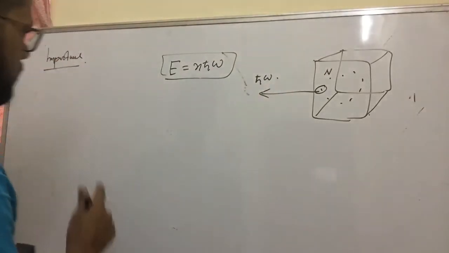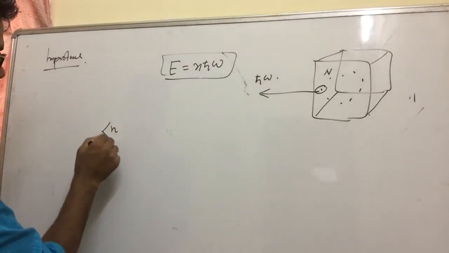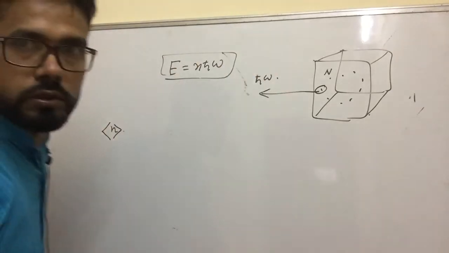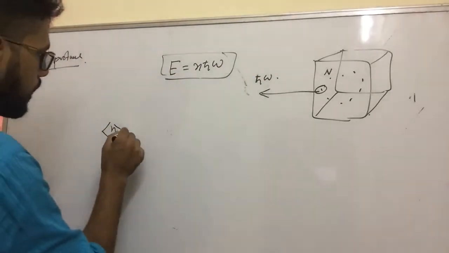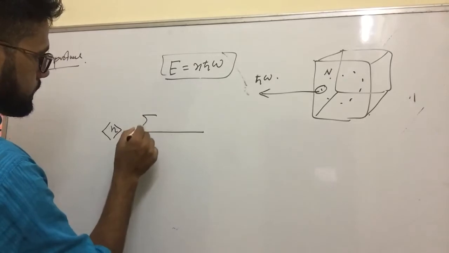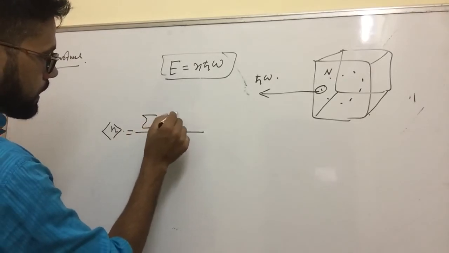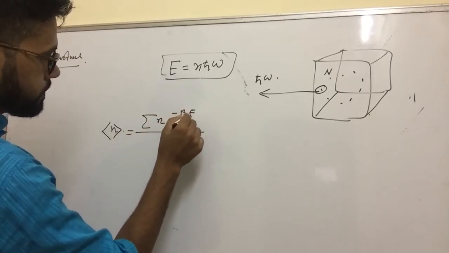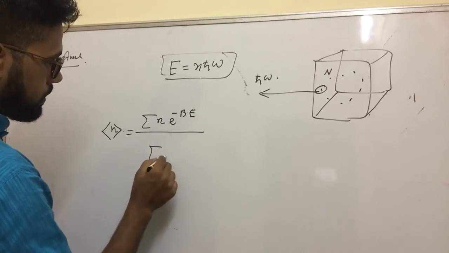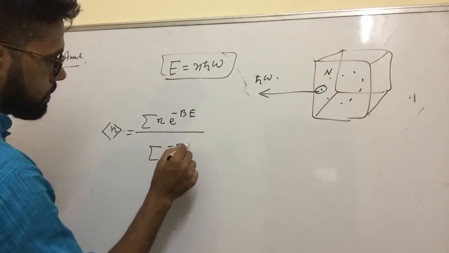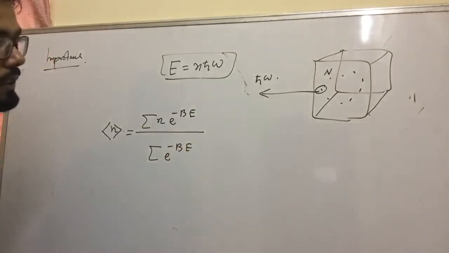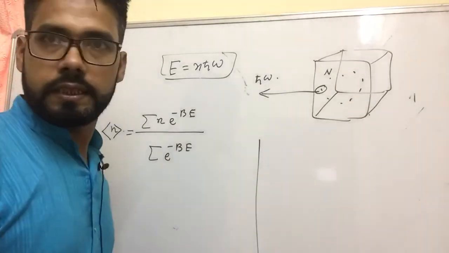So now my aim is to calculate the average number of particles inside this box. What is the average number of particles? How to calculate it? It is the sum of n e to the power minus beta E, divided by the sum of e to the power minus beta E. This is the formula, you remember.